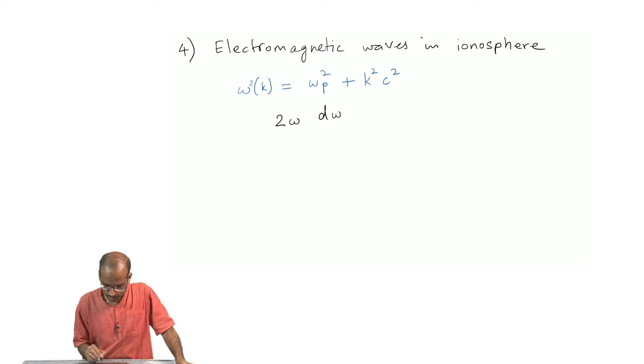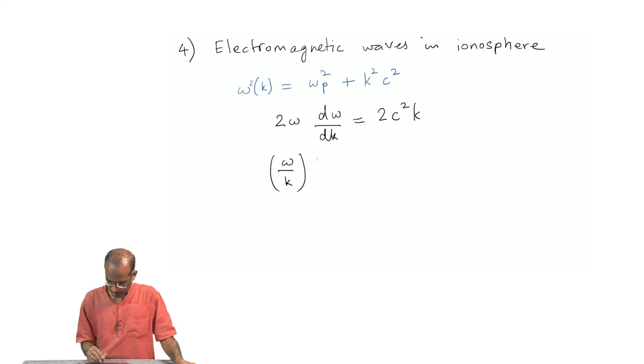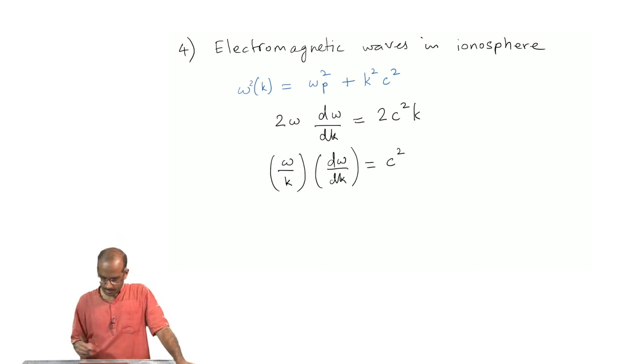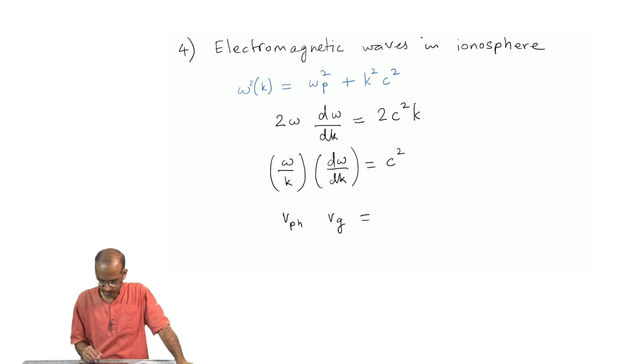2 omega into d omega by dk will be equal to 2 into c square into k. So, we have differentiated with respect to k, and now let me make a small adjustment here. 2 and 2 will cancel. So, I will have omega by k into d omega by dk is equal to c square. And you can see that omega by k is of course the phase velocity and d omega by dk is the group velocity. So, the product of phase velocity and group velocity is equal to c square.